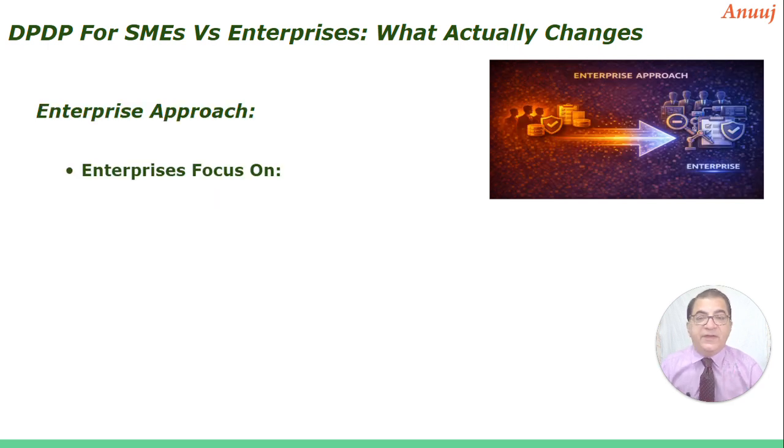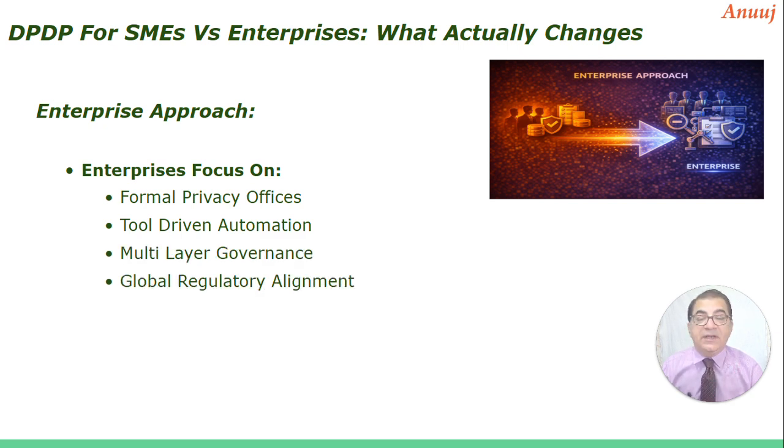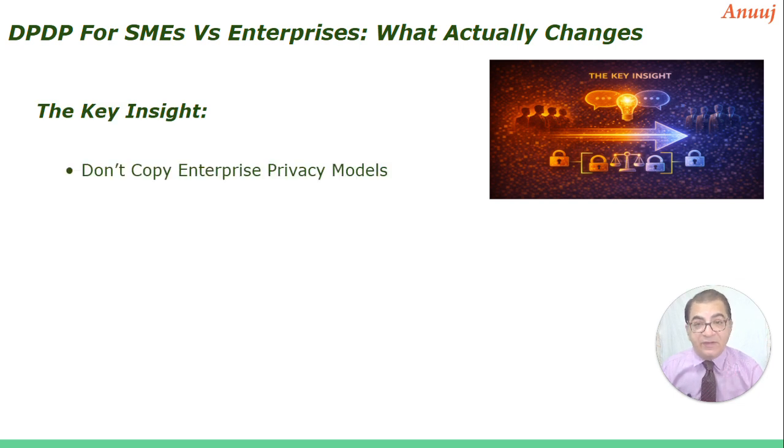Whereas an enterprise can focus on formal privacy offices, tools, multi-layer governance, and global regulatory alignments. So they are not restricted to DPDP. They might be following GDPR also, other countries' laws as well. The key factor here is that SMEs should not copy enterprise privacy models. They cannot afford it.